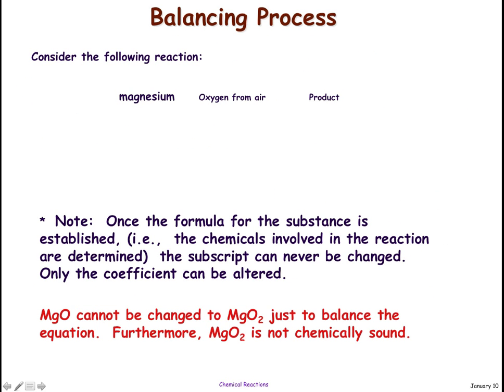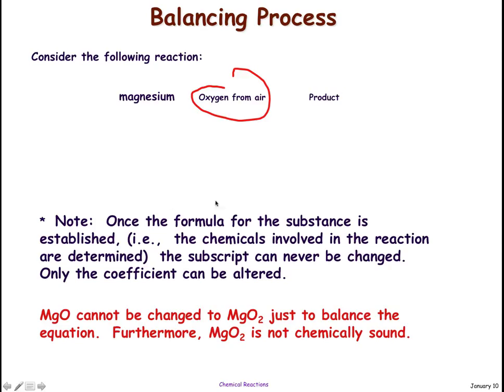So let me show you another example. We have magnesium and oxygen from air. Whenever you see the words oxygen from air, or you just see oxygen in a reaction, know that the way oxygen is available for a reaction is O2. So don't put O the atom, but put O2 the molecule as found in nature, and then the product.